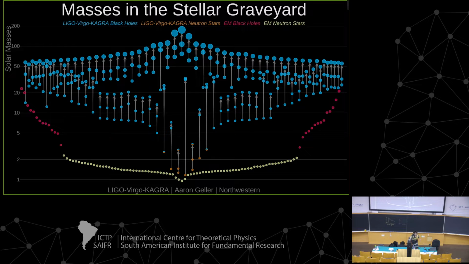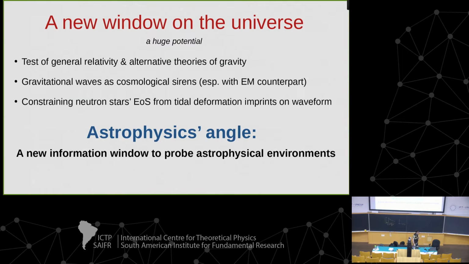And of course, this is good, but as astrophysicists, we want to do something with it. There is a lot of potential, because it's a new window of the universe. You can do cosmology, you can do solid-state physics, you can do general relativity, constrain general relativity theories. But as astrophysicists, we want to use this new window to probe different environments. How do we do it?